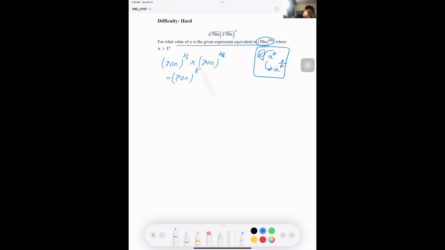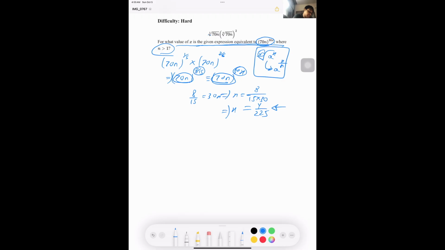Now this is told to us to be equivalent to 7^n 30x, meaning since these are equal, the powers should be equal too. So 8 by 15 is equal to 30x, or x is 8 by 15 into 30. This should be x equals 8 by 15 into 30, which is 4 by 225, where n is this, so that is the value of x.